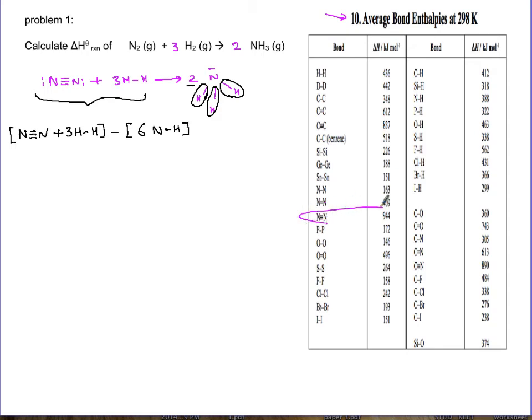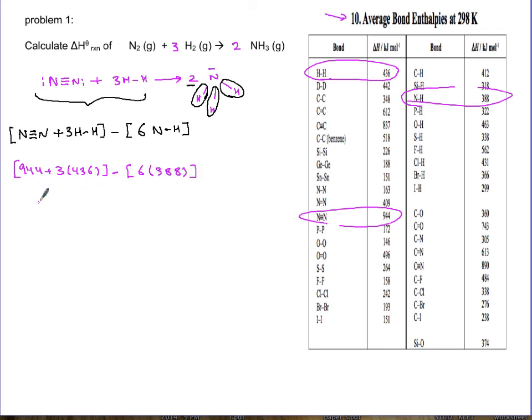Nitrogen triple bond nitrogen is 944 kilojoules per mole, plus 3 times hydrogen to hydrogen, which is 436 each one of them, minus 6 nitrogen to hydrogen attachments, and that value, if I find it, right here, is 388. When you do this algebra, you get delta H of this reaction equal to negative 76 kilojoules per mole based on this data.